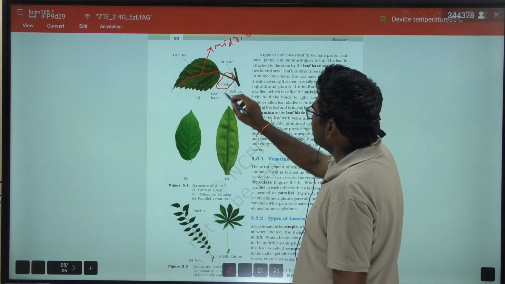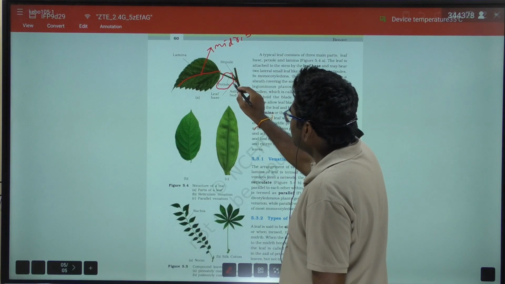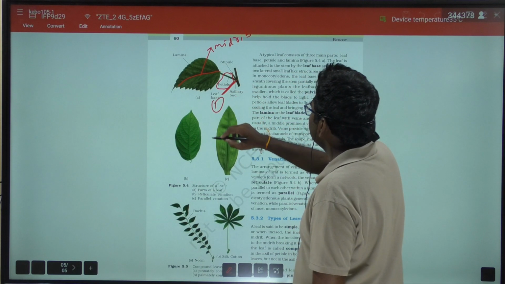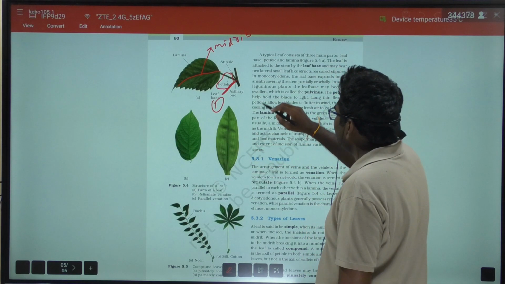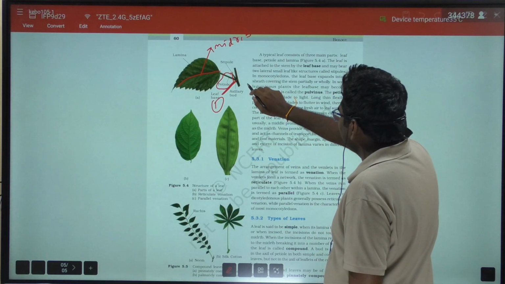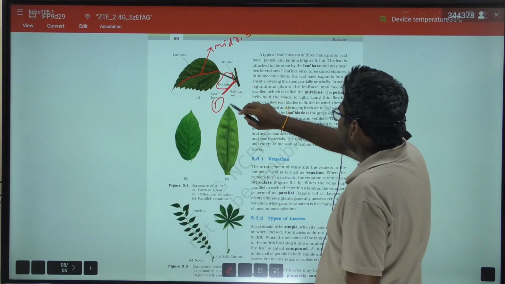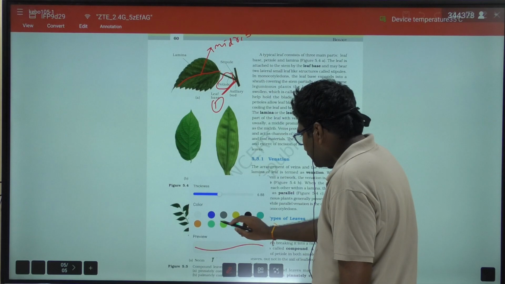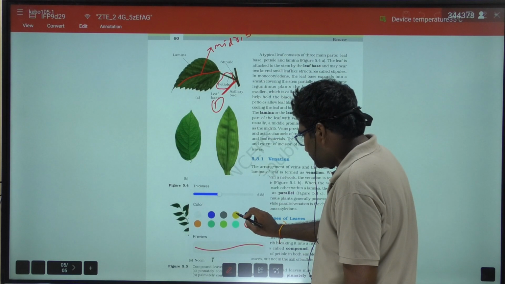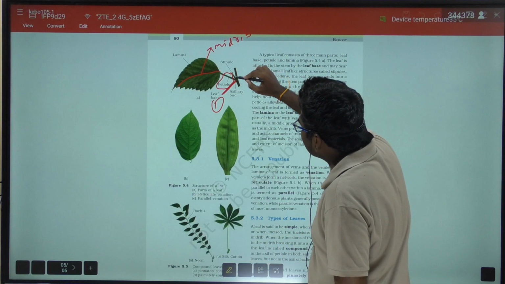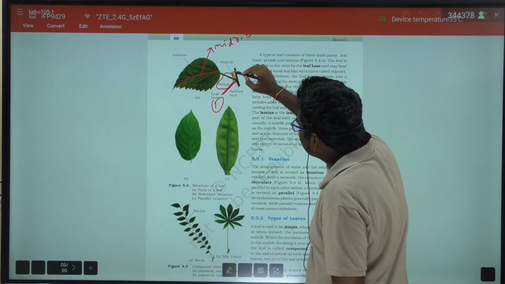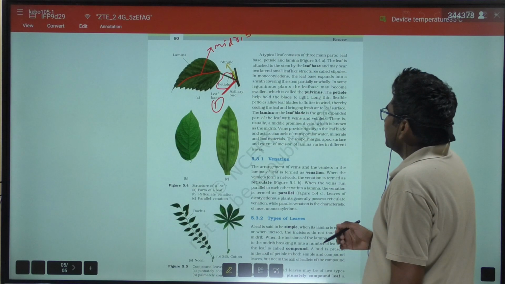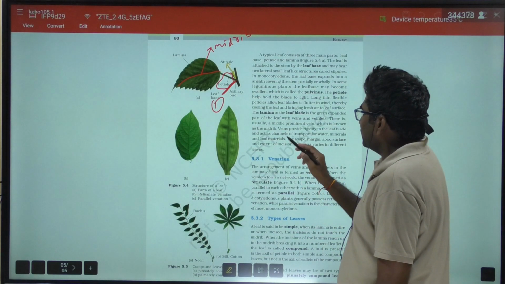One is a leaf base, and it may bear two lateral small leaf-like structures called stipules, which are usually green in color. These are the stipules, okay.